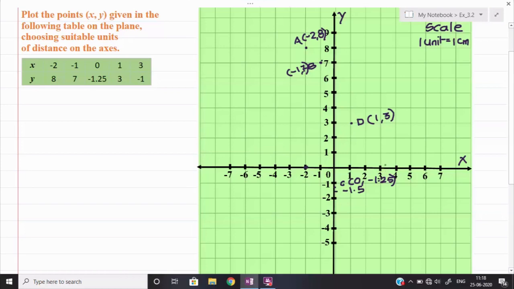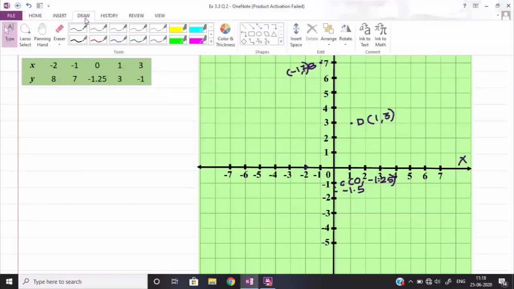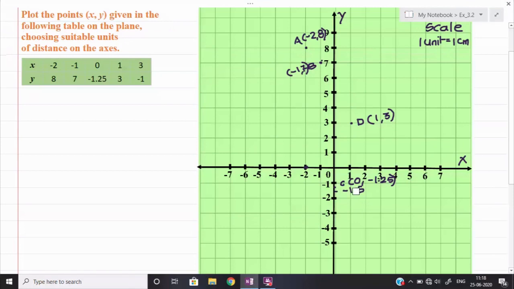Okay, so I need to rub, I think. So I will write the C value at that place so it will be visible to you clearly. Let me rub that one first, then I will show you the 3 comma -1. This point I will mark here at this place, C. Okay, this is my point C, and I can say it is 0 comma -1.25. I hope it is clear to you now.